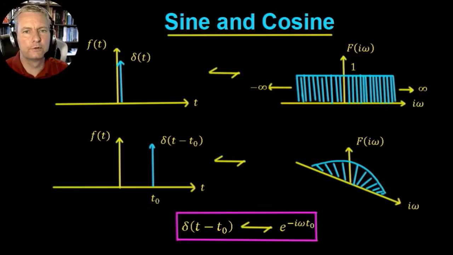So now we're going to use the shifting property and a couple of identities that we've already seen before in order to find the Fourier transform of the sine and cosine. So I've drawn out here the shifting property which we've seen before.